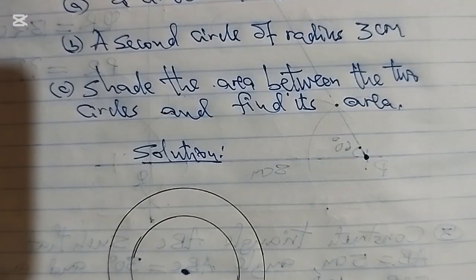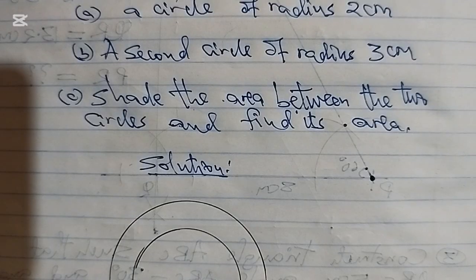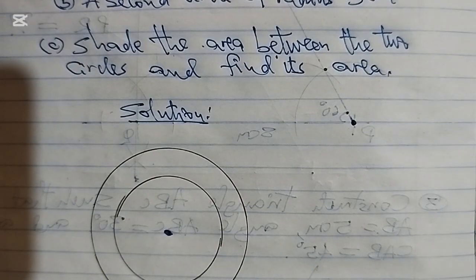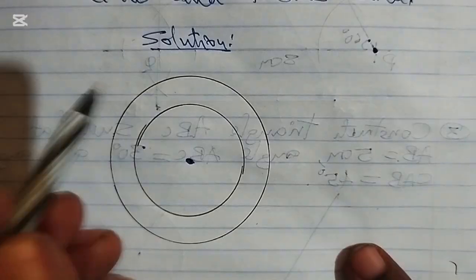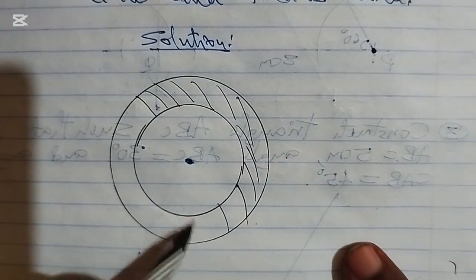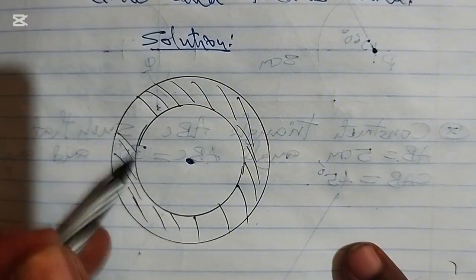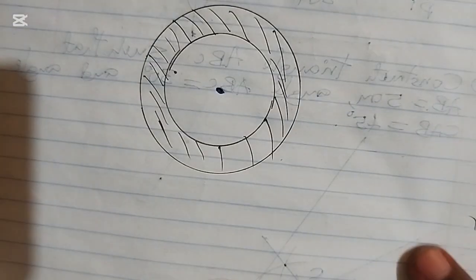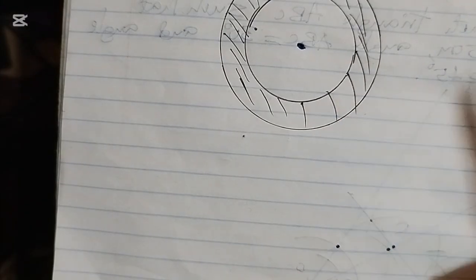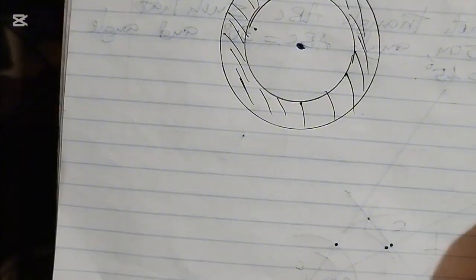Then the next part of the question says, shade the area between the two circles and find its area. So this area in between these two circles is what we are going to shade. After that, they say find its area.